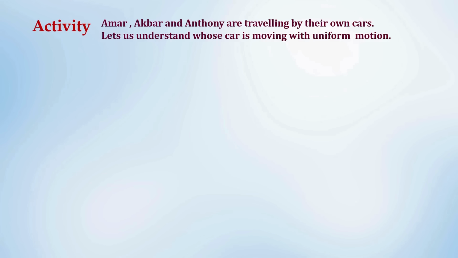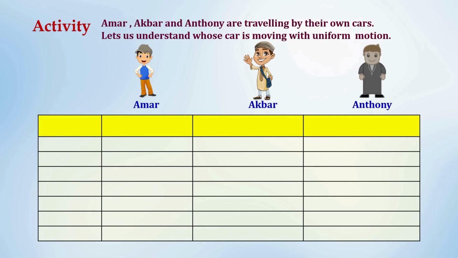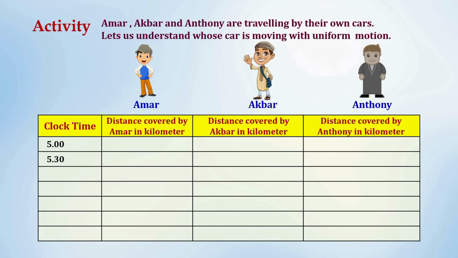Activity: Uniform motion. Now let us do an activity to understand uniform motion. Amar, Akbar, and Anthony are traveling in their own cars. Our task is to find whose car is moving with uniform motion. Step 1. Observing the time interval. First, observe the clock time. The time difference between each reading is 30 minutes. So, all three cars are observed over equal intervals of time.